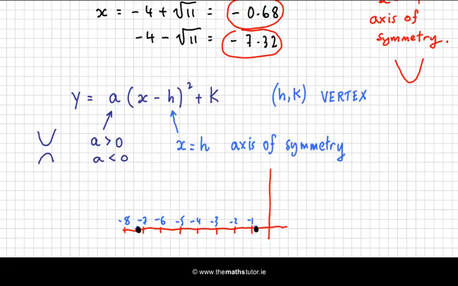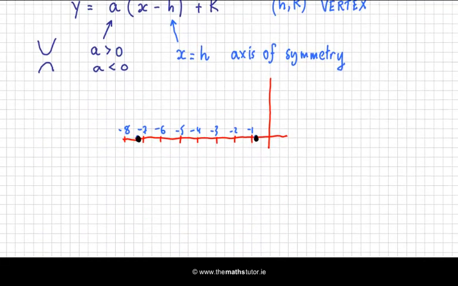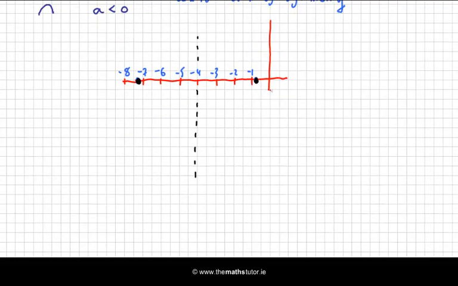Now my axis of symmetry is minus 4, so that's along here. And I had to go down as far as minus 11. So I need to continue my y-axis down to minus 11. So this point here will be the vertex of the quadratic. And I can now sketch it. But there's actually one more point that I know.